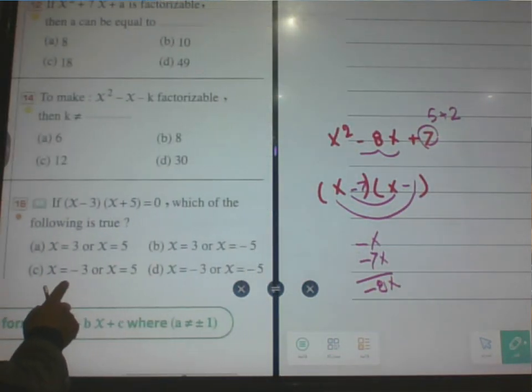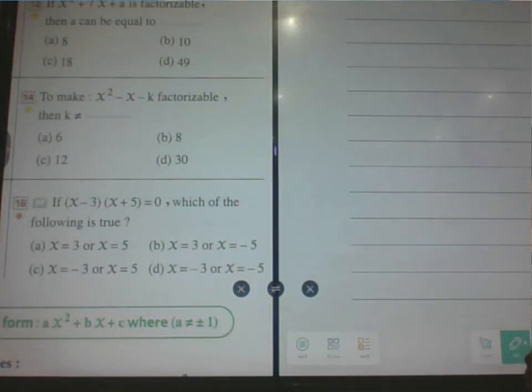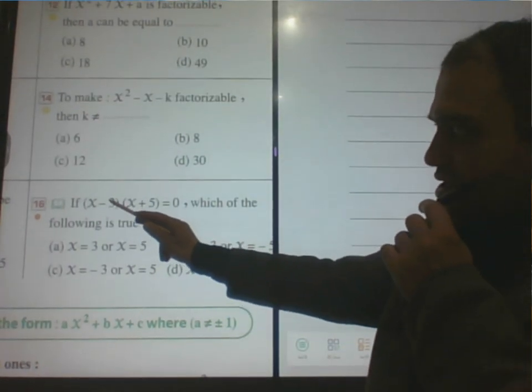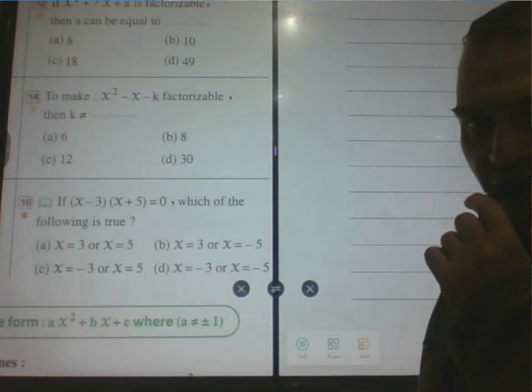That's the question number 16. If x minus 3 multiplied by x plus 5 equals 0, which of the following is true? Then the value of x equals 3 or x equals negative 5. 3 and negative 5, choose letter B. The solution here, letter B.